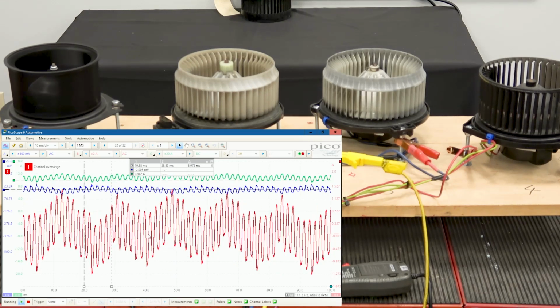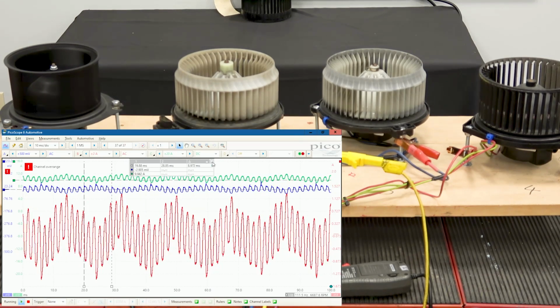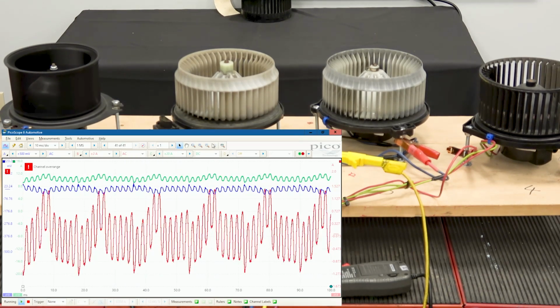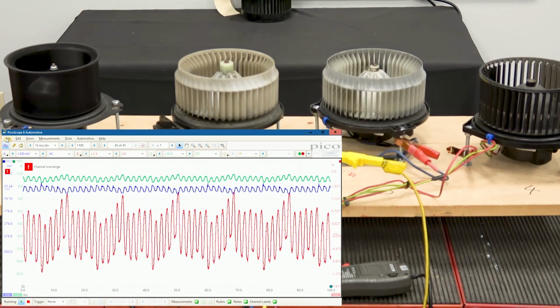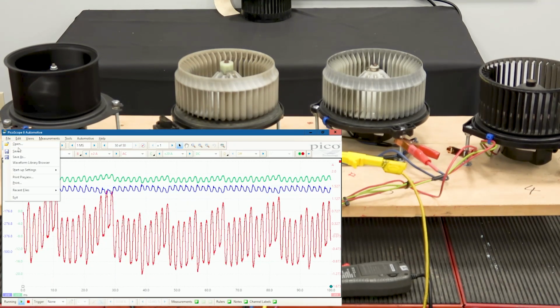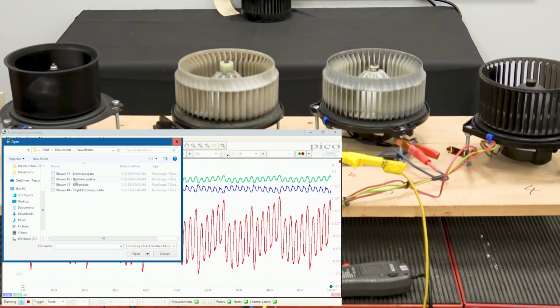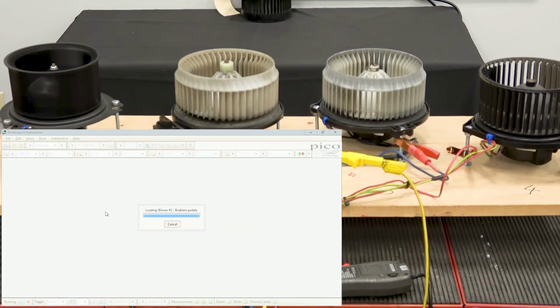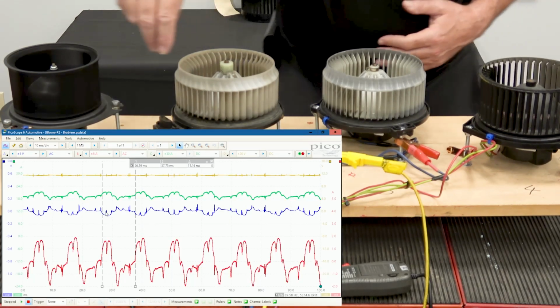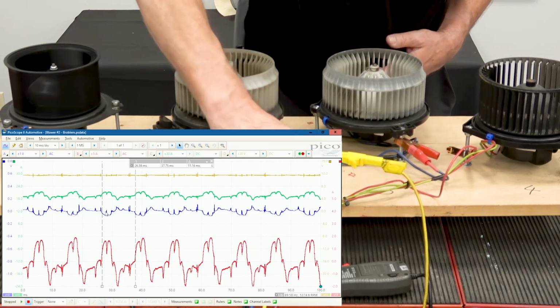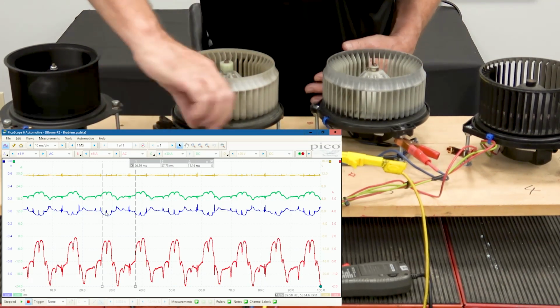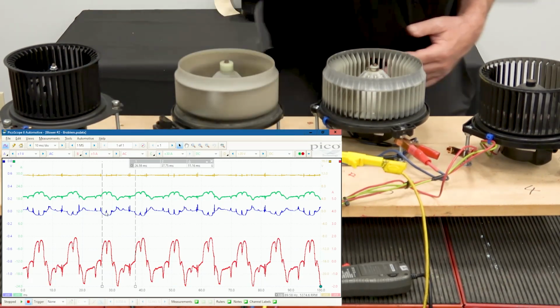And again, this is the pattern that we were just looking at. So now I'm going to go ahead and open up the next, the number 2 motor. I've got it all set up already. Of course, I've got to switch to that motor.